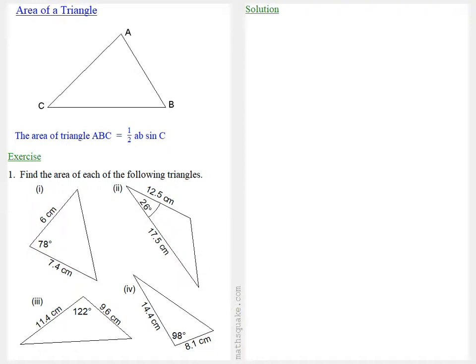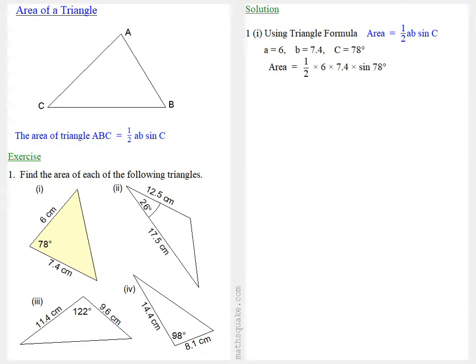Okay, let's have a look at the solutions. Now for the first triangle we've got sides of 6 centimetres, 7.4 centimetres and an angle between them of 78 degrees. So using the area is a half ab sine C, a is 6, b is 7.4 and C is 78 degrees. So the area is a half times 6 times 7.4 times the sine of 78. Well, if we type that into a calculator, it comes out as 21.71488. Rounding that off to one decimal place, we have the area is equal to 21.7 square centimetres.